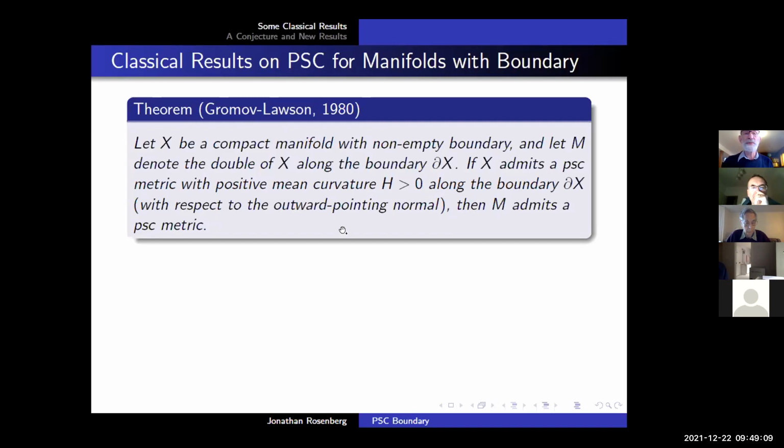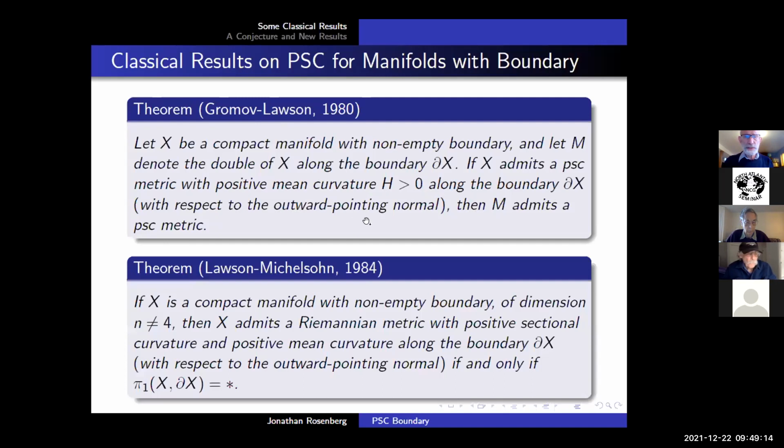So this was the theorem of Gromov and Lawson in 1980. And here's another classic theorem, from Lawson and Michelsohn in 1984. Suppose you have a compact manifold with non-empty boundary and the dimension is not equal to 4. Again, dimension 4 is exceptional for all kinds of reasons. Then X admits a Riemannian metric with positive sectional curvature and positive mean curvature along the boundary if and only if the relative pi1 vanishes.